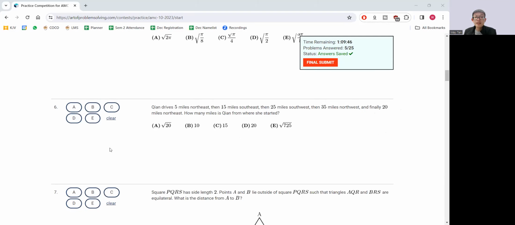Question 6. Qian drives 5 miles northeast, then 15 miles. Yeah, so this looks like Pythagoras already, except that instead of north, south, east, west, we are using the, I don't know if there's a name for the other 4 directions. There's probably a name. Let's just draw a compass.